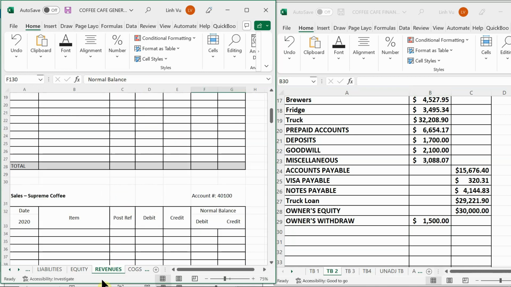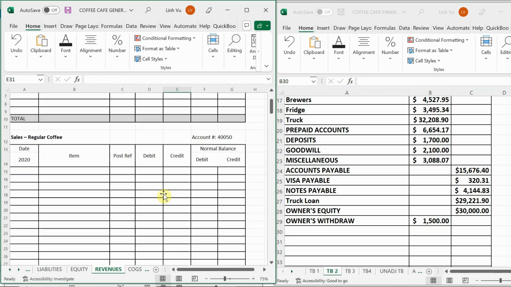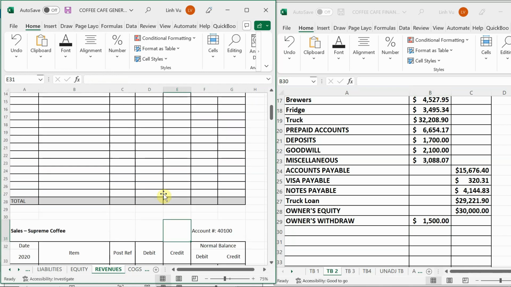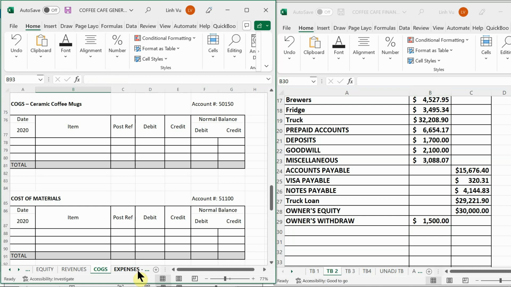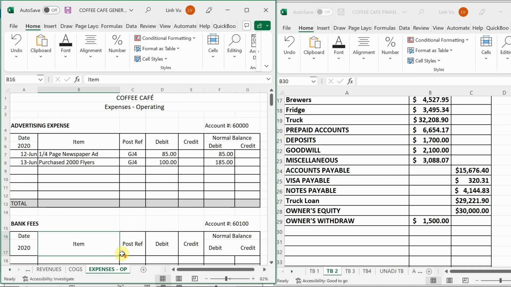Okay. So therefore, right, next one is revenues. We haven't opened up our shop yet, so we haven't sold anything yet. And same thing with the cost of goods sold, because cost of goods sold is directly correlated to your sales and inventory. We haven't sold anything yet. So therefore, we don't have any cost of goods sold. So that means the last section I have left is going to be my expenses.